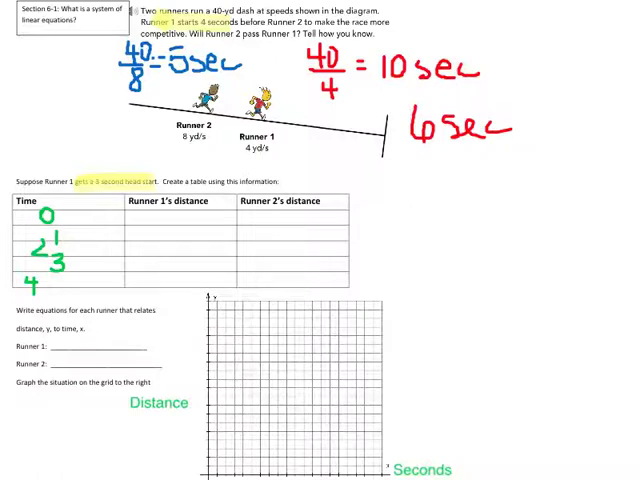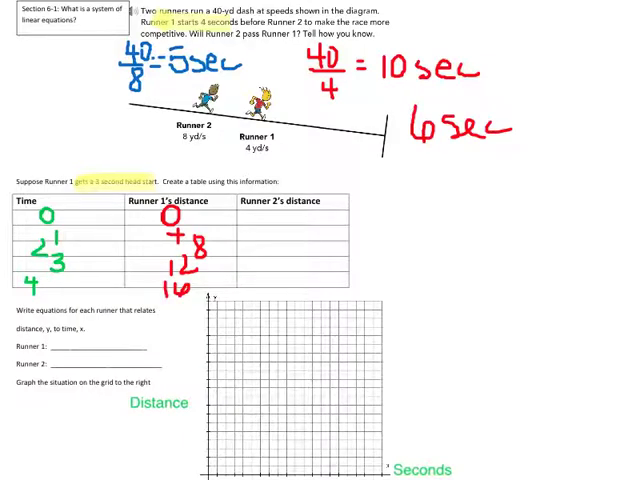Now we're going to consider a 3-second head start instead of a 4-second head start. So let's take a look at a table. Runner 1 is still running 4 yards per second, and at time 0, runner 1 has gone 0 yards, so we're just going to fill that in. After 1 second, he has gone 4 yards. After 2 seconds, he's gone 8. 3 is 12, and 4 is 16 yards.